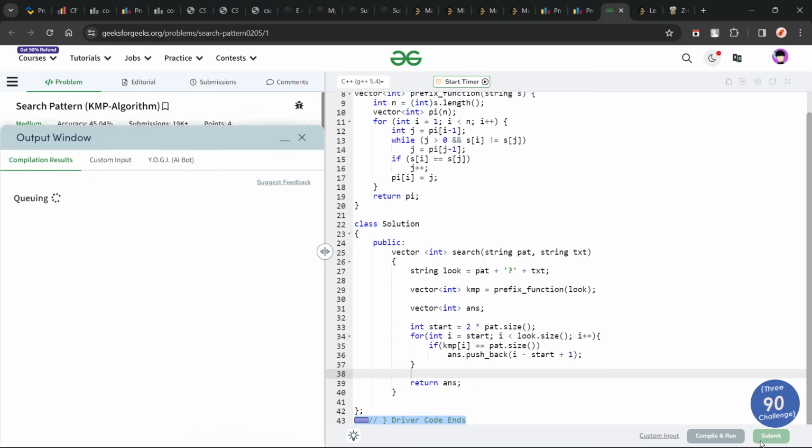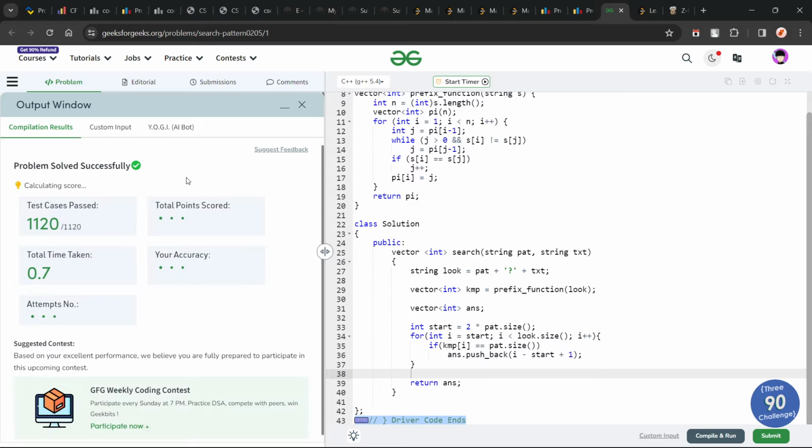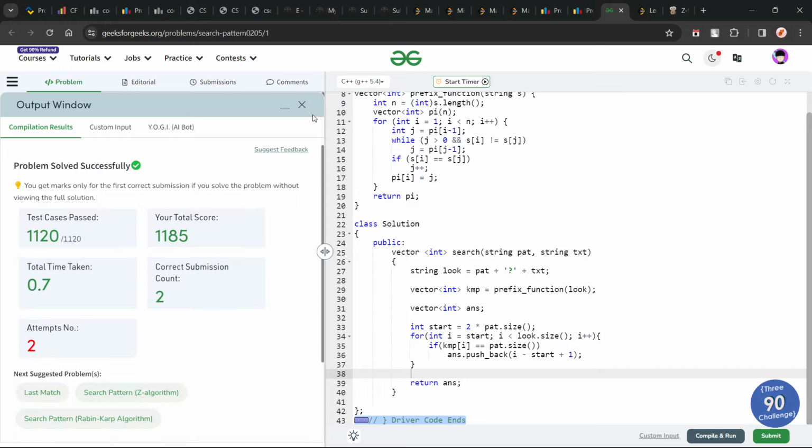Now if I just submit and show you, you see it passes all the test cases and this solution is absolutely correct.